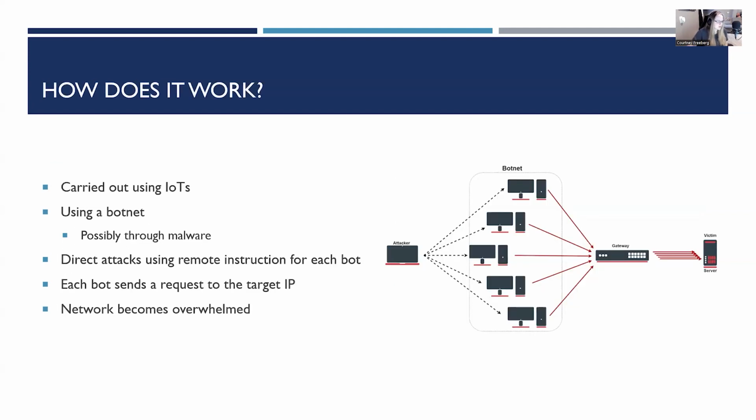So, how does DDoS work? It's carried out using IoT devices, and then they will use a botnet, and they could do this through malware to be able to use these other computers. And then the computers together will be able to direct the attacks using remote instruction for each bot. And then the bots will send requests to the target IP, overwhelming it over time.